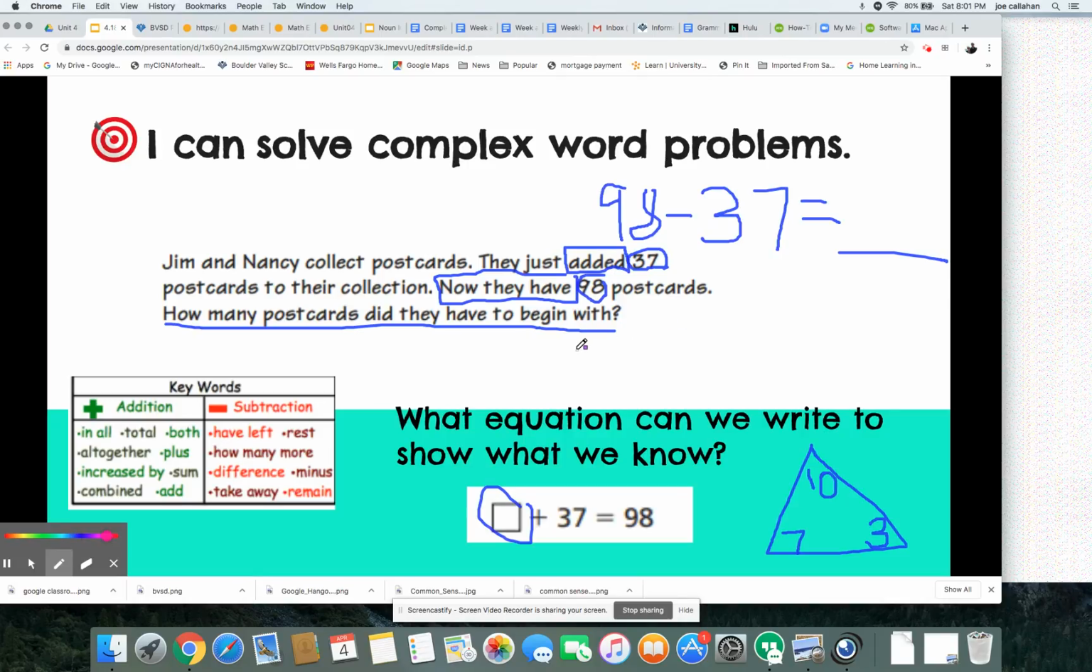So I love number lines because I think it really shows our brain the difference or the distance between what we're looking at. There's two ways you could do this. You could start at 98 and jump back 37, or you can write 37 and 98 and find the distance between the two.